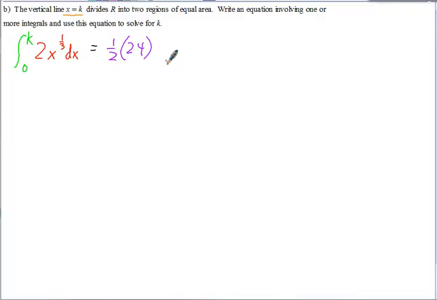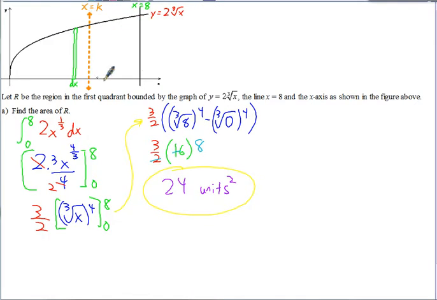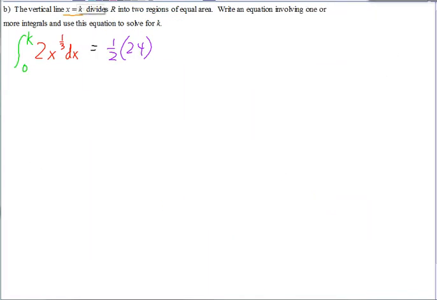Or you could also go from k to 8. That would work as well. And you'd have to substitute 8 instead of 0. Or instead of equaling half the area, you could also set the integral from 0 to k equal to the integral from k to 8. It's the same area, either way. But this is probably the easiest way to set it up.